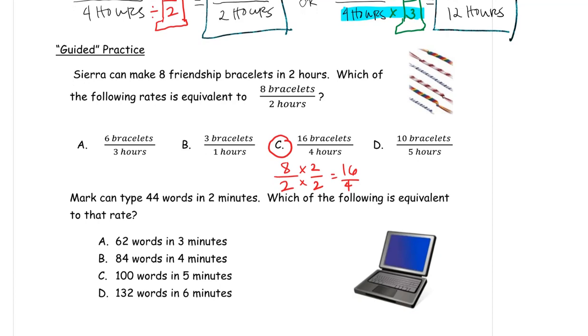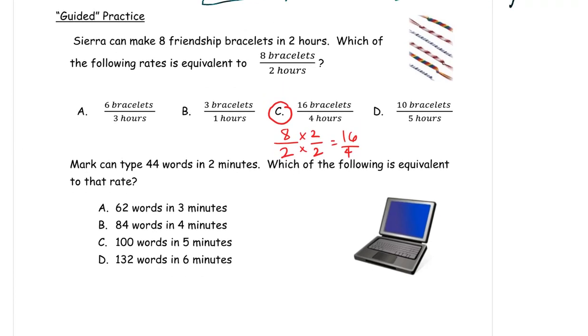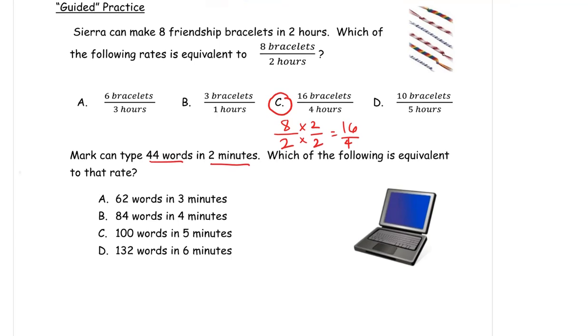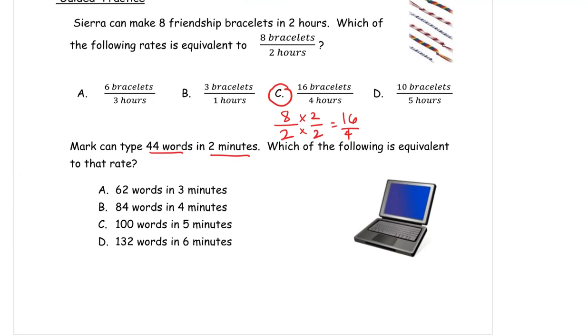So let's take the second question. Mark can type 44 words in 2 minutes. Which of the following is an equivalent rate to that? Again, if we're going to write the rate of this one here, you have 44 words in 2 minutes.